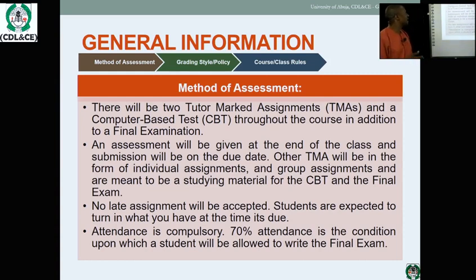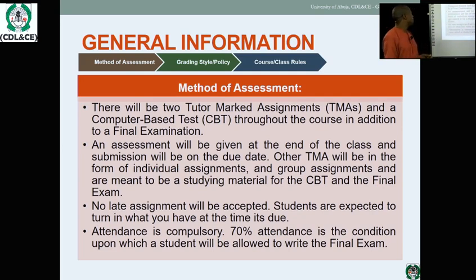The TMA will be in the form of an individual assignment. It could be an individual assignment or a group assignment and so on. All these will be put together and then given the total. The exam will be 70%, while the continual assessment shall be 30%. However, we'll give you the breakdown of how we arrive at that 30%.